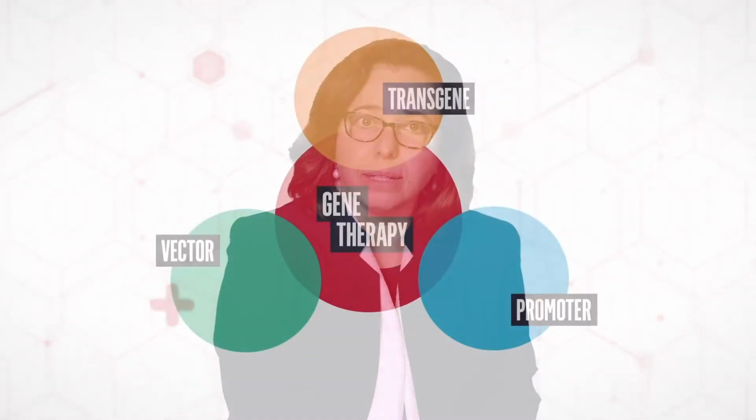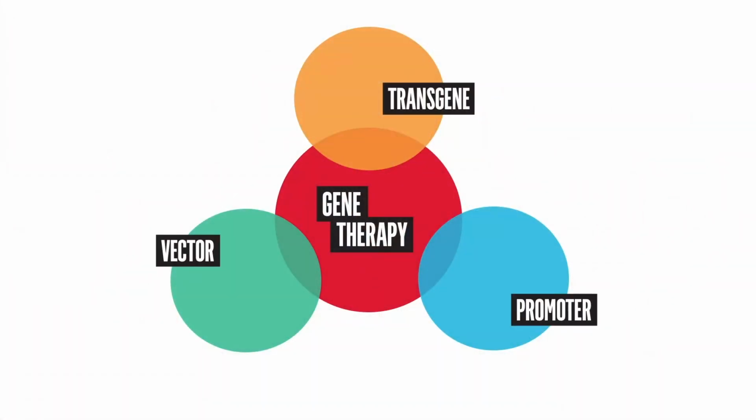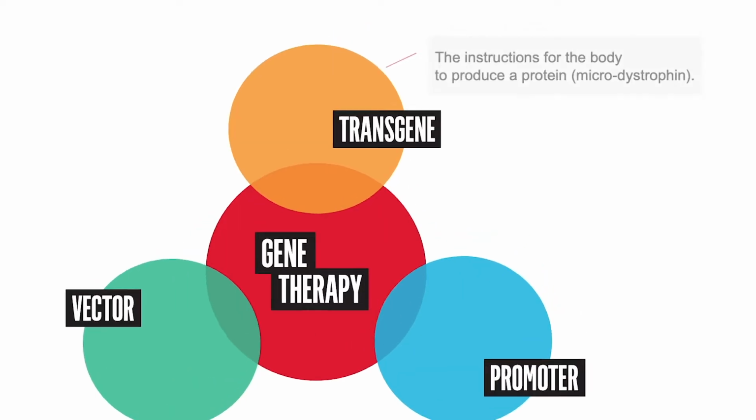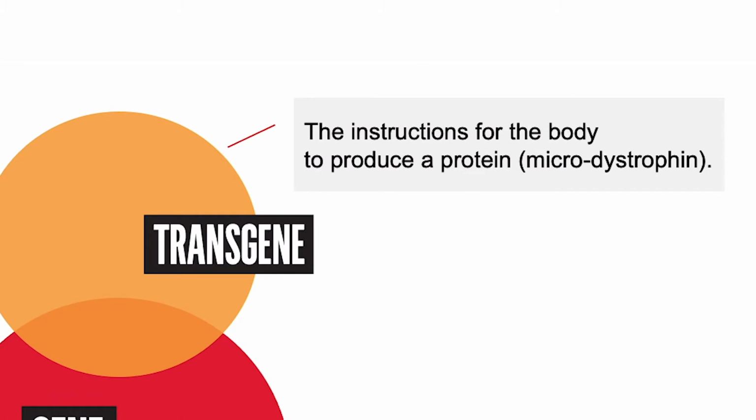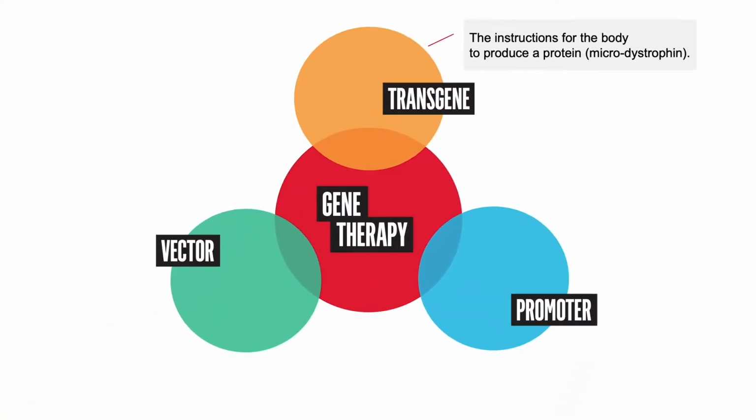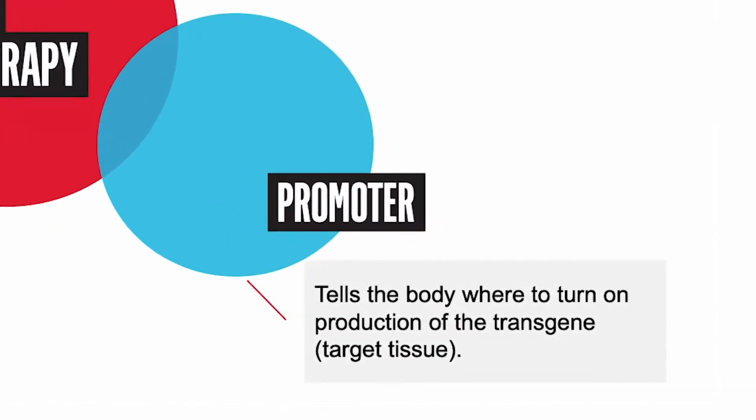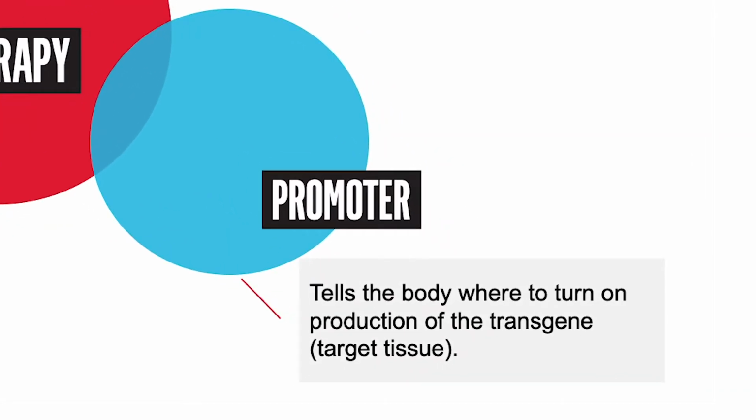To understand gene therapy, we need to look at the three main components used to deliver the therapy. First, there is the transgene. This is the instruction for the body to produce a protein. In the case of current Duchenne gene therapy trials, different microdystrophin transgenes are being delivered. Second, there is a promoter sequence. This is a piece of DNA that tells the body where to turn on production of the transgene.